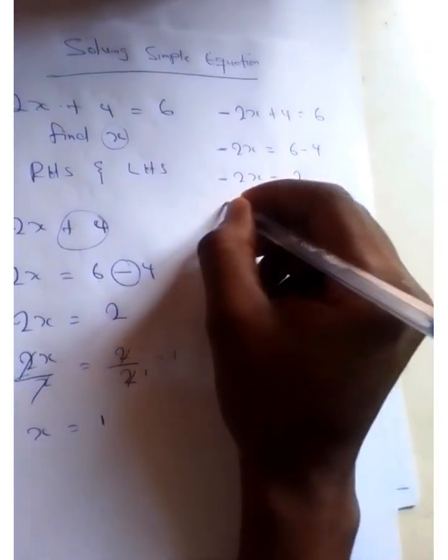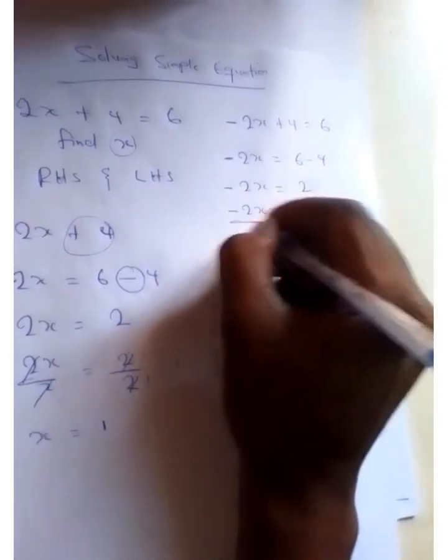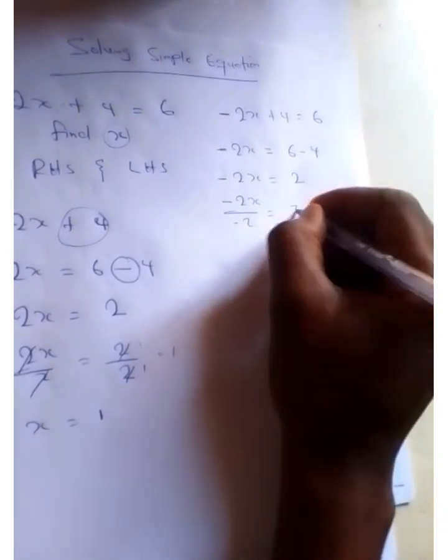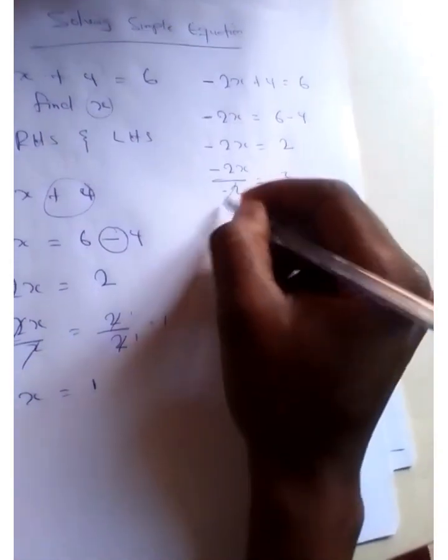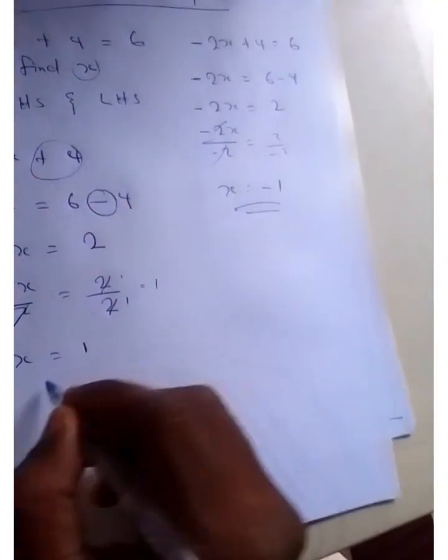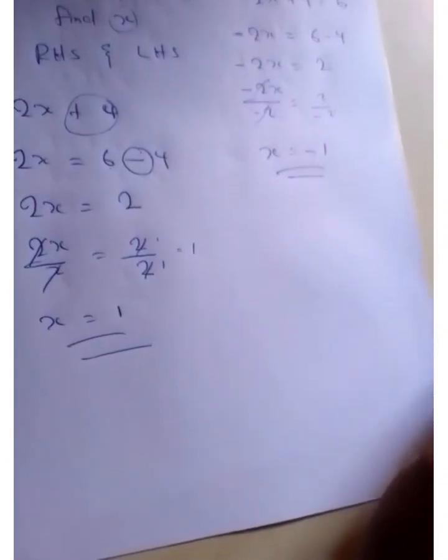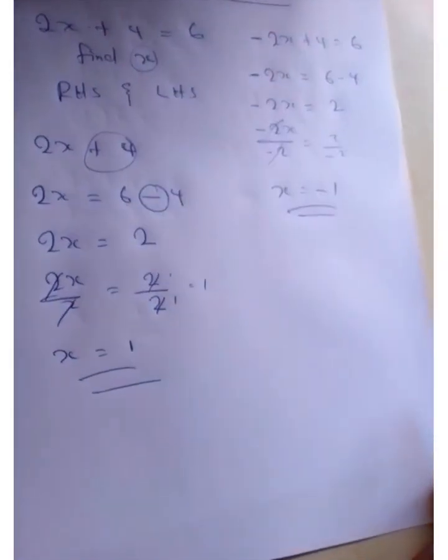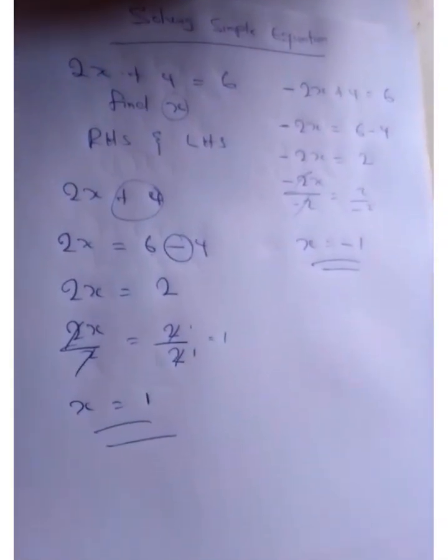Now we still divide both sides by negative 2, so -2x all over -2 is equal to 2 all over -2. When you cancel all through, you'll be left with x = -1. Now this is how to arrive at your solution if you're given simple equations like this. It is pretty simple and straightforward.